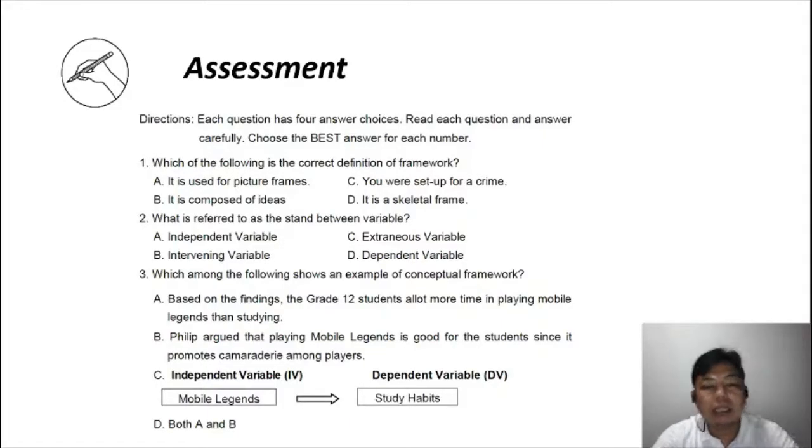Okay, and now for our assessment. So, ang assessment natin is a simple multiple choice. Each question has 4 answer choices. Read each question and answer carefully. Choose the best answer for each number. So, meron tayong 15 items dito. So, you just write the letter of your answer.